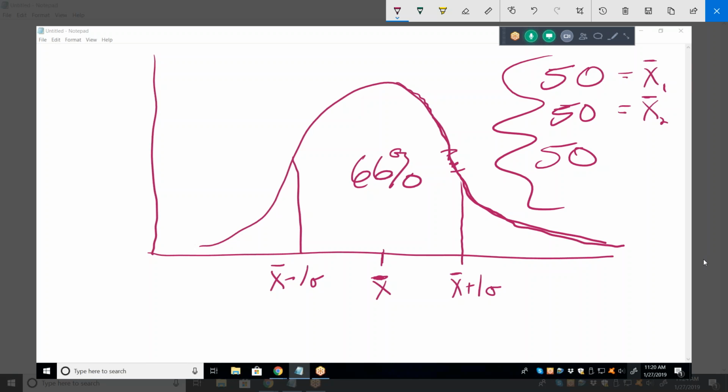Now, I put that wrong. I am going to have a 66% level of confidence that my mean on any 50 sample is going to be within 1 sigma of the true mean. That's basically what it means.